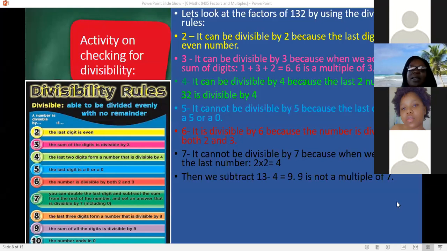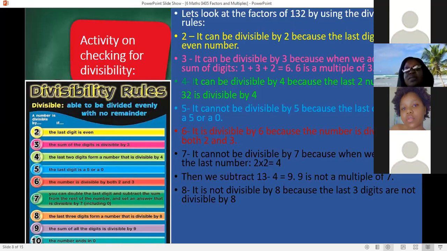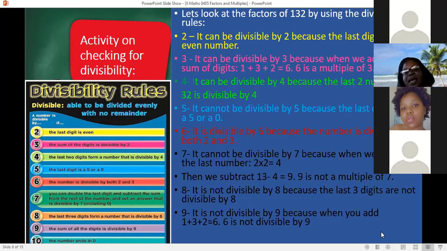Otherwise, you are distracted. And then now we check, is it divisible by 8? The rule of divisible by 8 says that the last 3 digits have to be divisible by 8. So 132 is not divisible by 8, because the last 3 digits are not divisible by 8. And then the last one, do we check, is it divisible by 9? It is not divisible by 9, because when we add the sum of the digits, we do not get a multiple of 9.